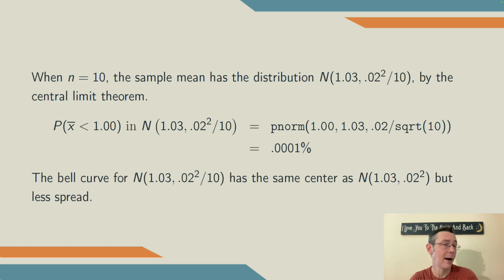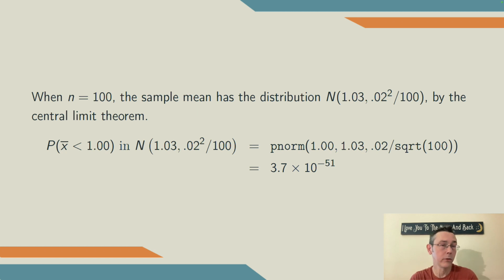So, to find the probability of getting a sample mean less than 1 in this distribution, we do the same pnorm command as before, we just have to feed it the new standard deviation, 0.02 divided by the square root of 10. In this case, we get 0.0001%. So if I were to draw a picture on this one, the bell curve that I drew would have the same center as in the previous example, but a lot less spread. So relatively speaking, the value 1.0 is much more extreme in this distribution than in the one from the first part of this problem.